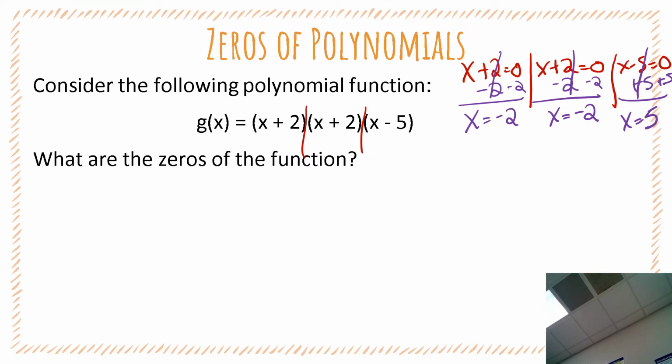Shortcut is, it's just the opposite sign of whatever's in the parentheses, but that's kind of where that comes from. So for this one, we have two different zeros, right? Negative 2 happens twice, and usually we don't write it twice. So in this case, we have negative 2 and 5 as our zeros. And you don't have to put those brackets around it. That's just how this is. You can just write negative 2 and the 5.